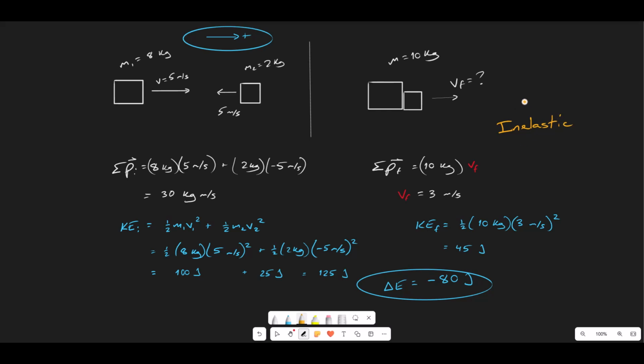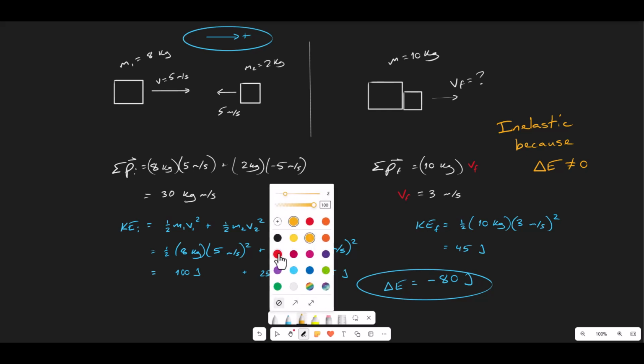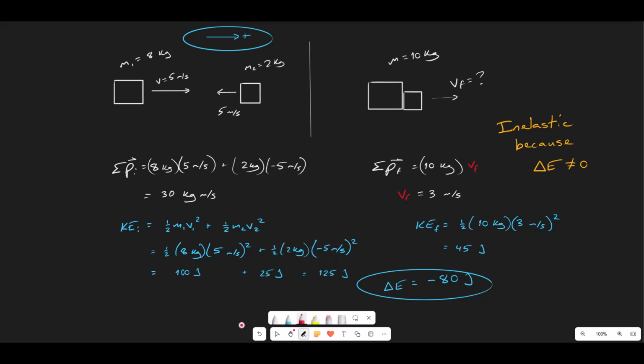And this is inelastic because delta E is not equal to 0. We have lost some energy, that makes this an inelastic collision. Every collision where things stick together will be inelastic 100% of the time.